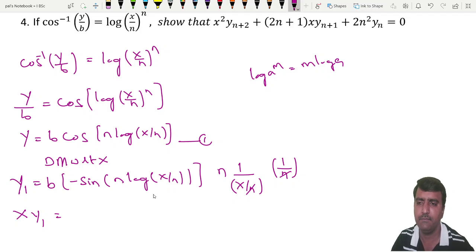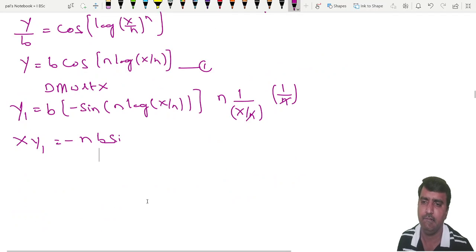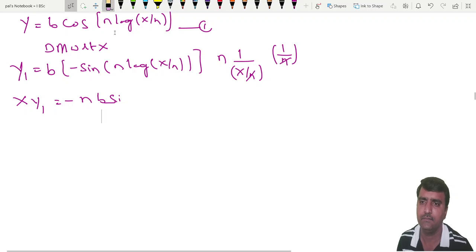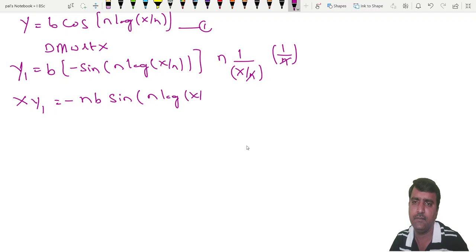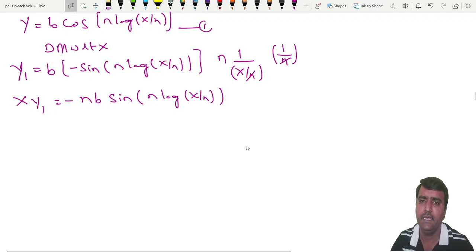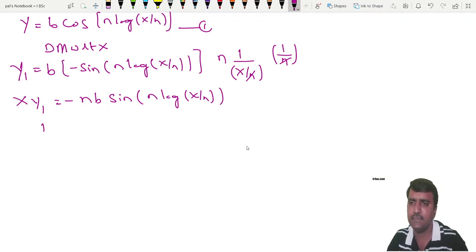minus n b sine of n log of x by n. Again we need to differentiate this with respect to x.